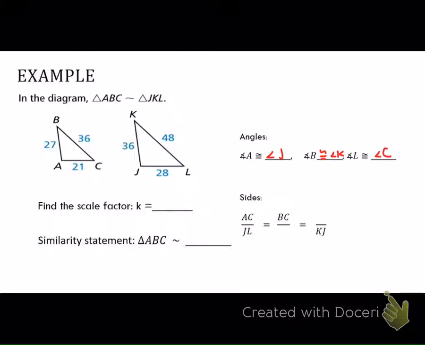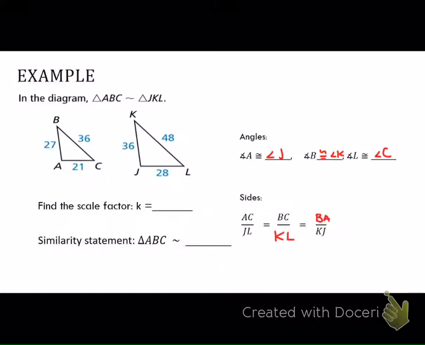Okay, let's look at the sides that are corresponding then. So it says that AC is corresponding to JL. Emma, what is BC corresponding to? KL, because they're both the last two pieces. And Hiku, what is KJ corresponding to? Okay, so we have our corresponding sides. I don't know why it's asking for the similarity statement when we already have it up there.